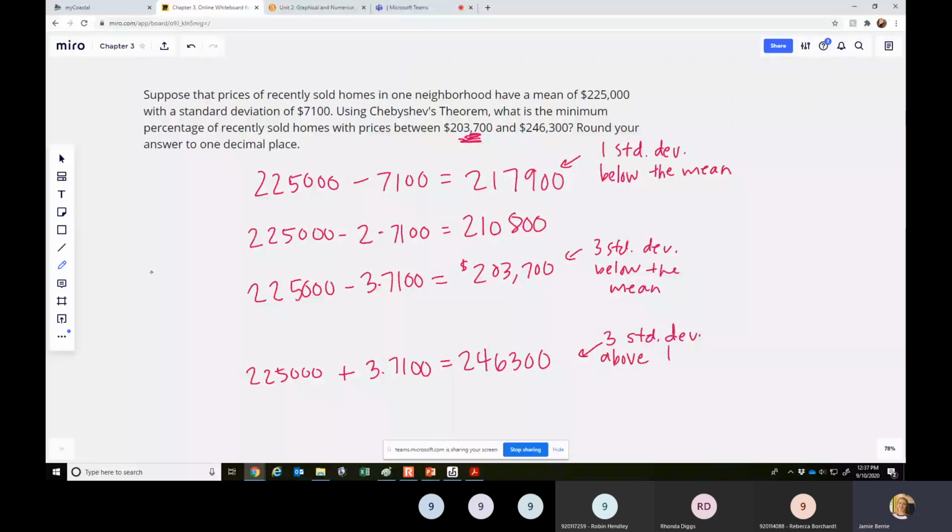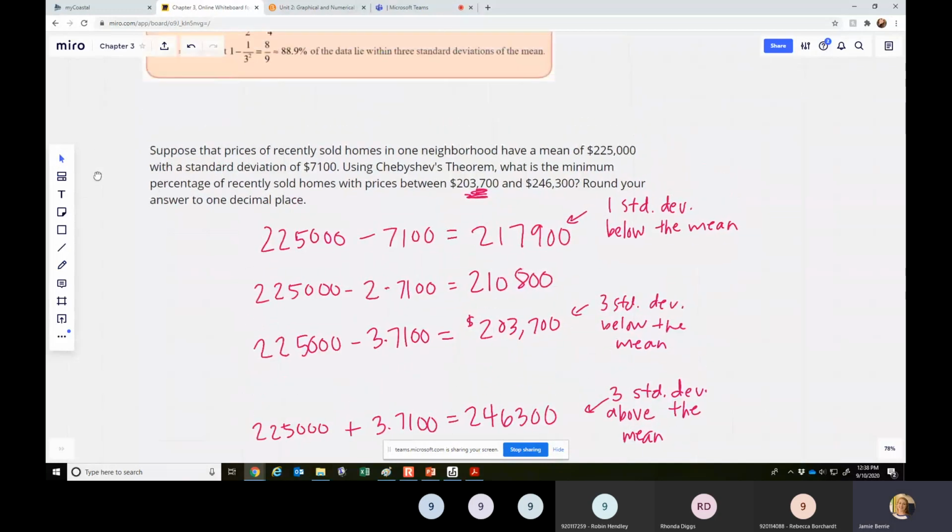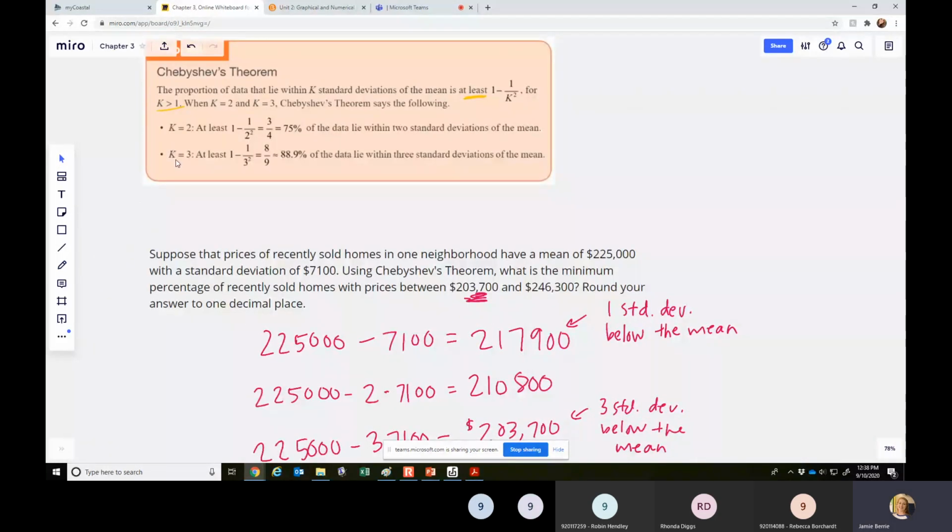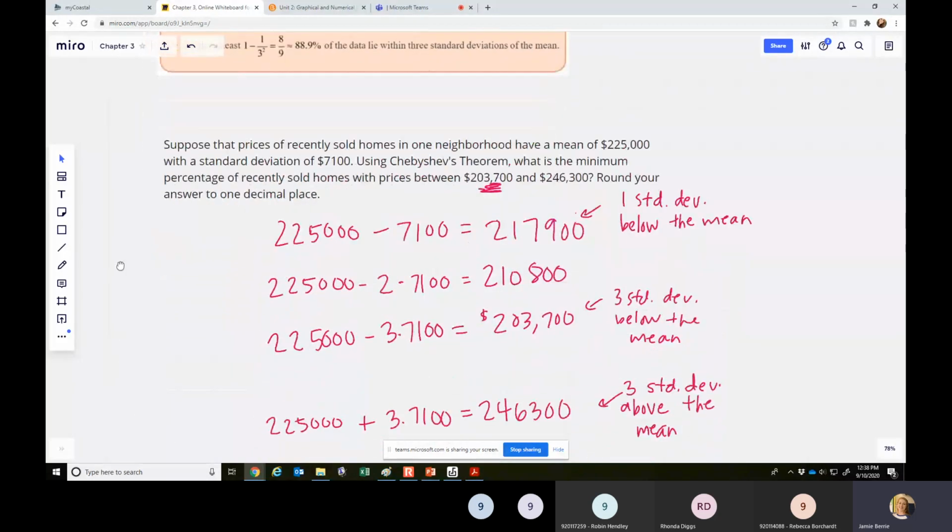All right, so now we know that the values that we're working with are 3 standard deviations above the mean and below the mean. So let's look at Chebyshev's theorem. Remember, K represents your standard deviations. So if you're 3 standard deviations above and below the mean, then we know that at least 88.9% of homes would be between those 2 prices.